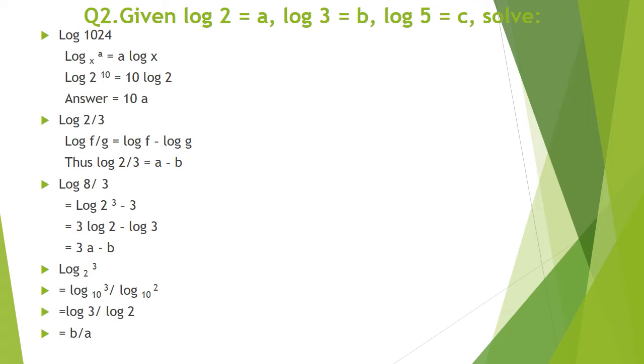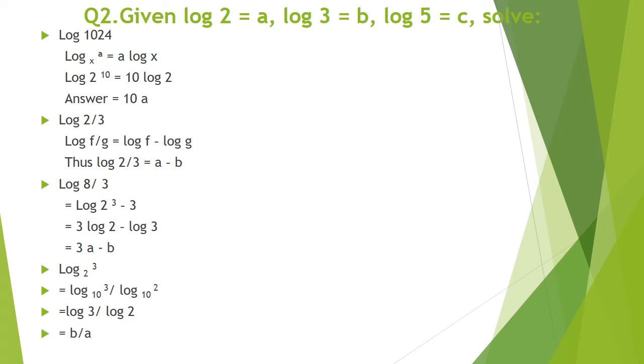Solve it on the calculator by trial and error approach, and you get 2 raised to power 10. Solving it further, you get 10 log 2. Hence, the answer is 10A, as log 2 is equal to A. Next, log 2 over 3, and we have an equation for reference, which is log f over g is equal to log f minus log g.